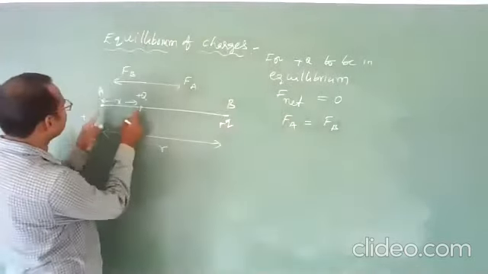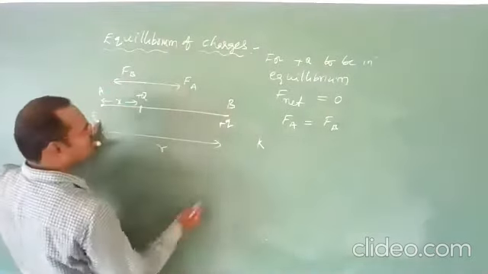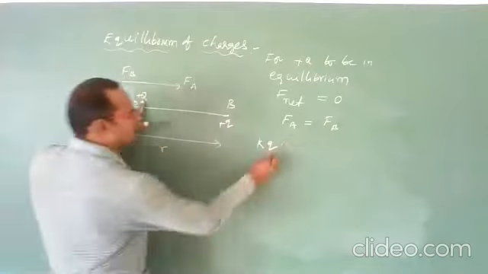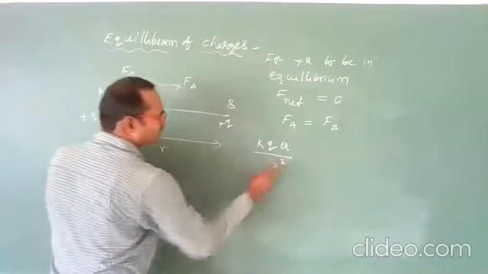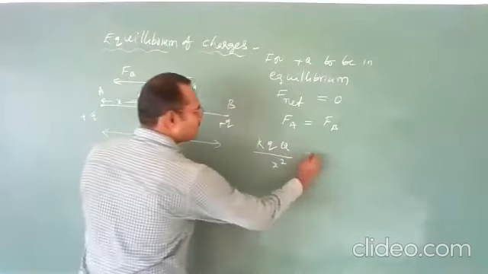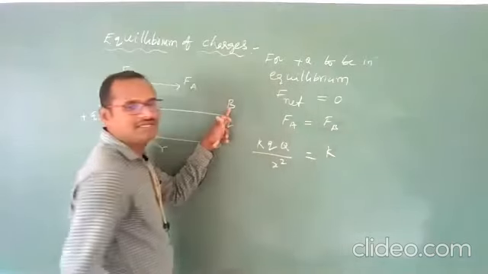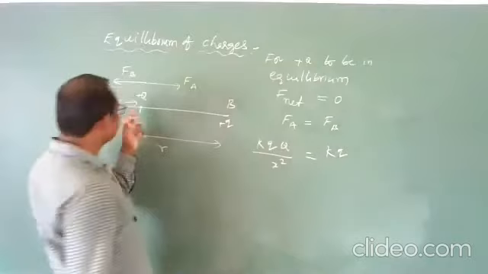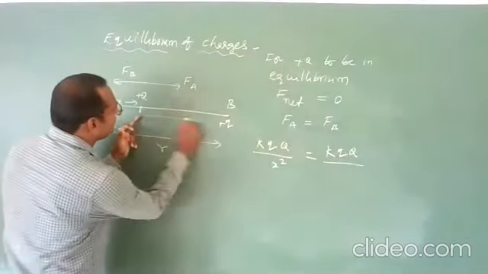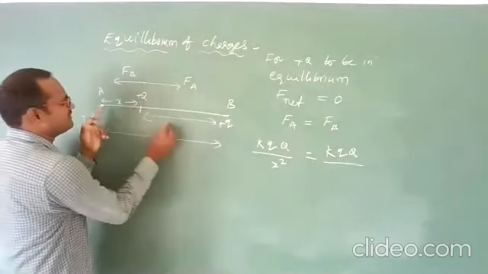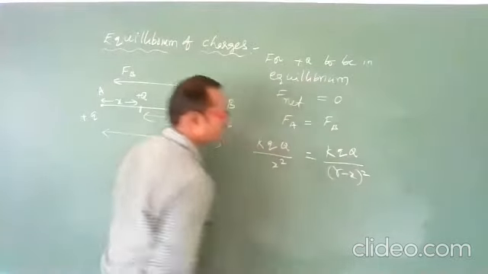What is the force due to the charge at A? It is 1 by 4 pi epsilon naught, Coulomb's law: first charge small q, second charge capital Q, divided by the distance between these two, which is x square. This is equal to the force due to the charge at B, again 1 by 4 pi epsilon naught, this charge and this charge divided by the distance between these two. The total is r and this is x, so this will be r minus x. Substitute r minus x whole square.